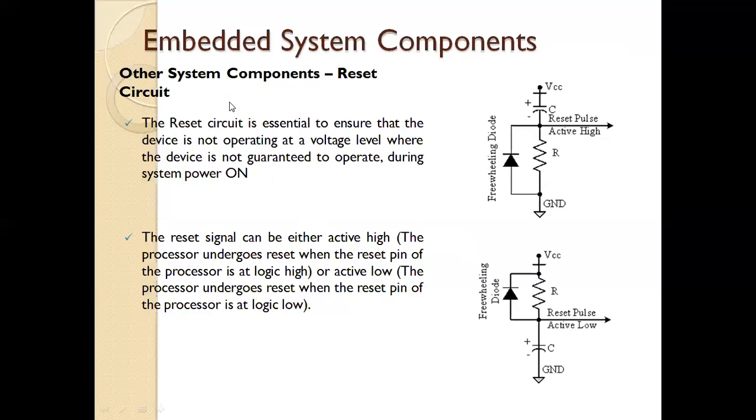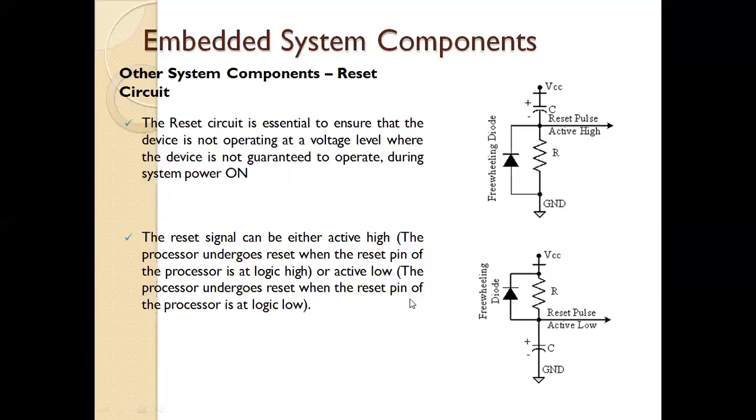For the reset signal, you can see there are two types. The reset circuit may be built like this, or it may be in this form. The capacitor is connected at the VCC or the capacitor is connected at the ground level. So the reset signal can be either active high or active low. The reset circuit is essential to ensure that the device is not operating at an unsafe voltage level.